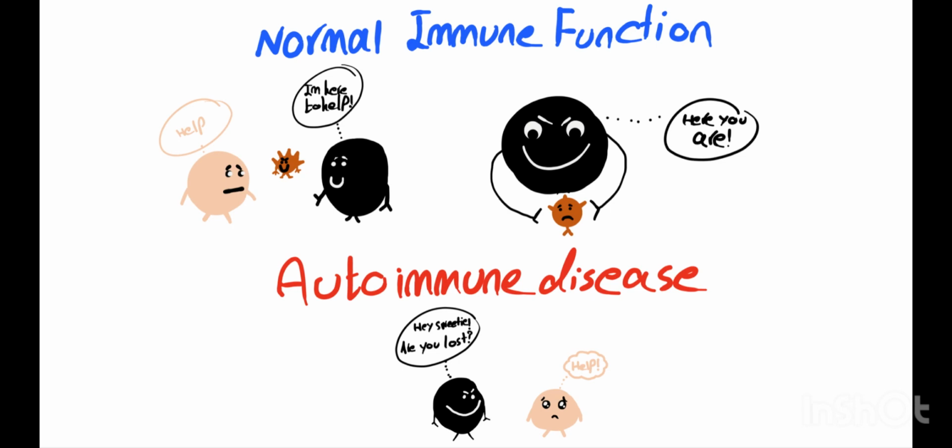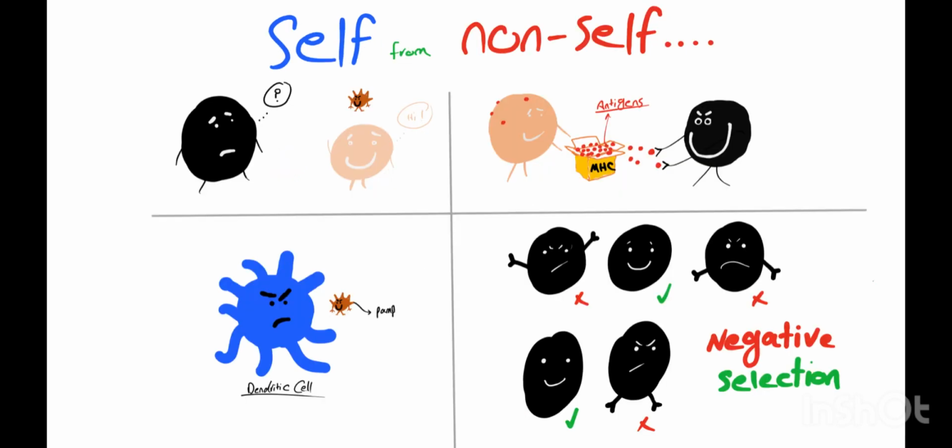But why does this happen? In this video, we will explore the causes, mechanisms, and challenges of autoimmune diseases. The main regulation phenomenon of the immune system is recognizing self from non-self. The immune system distinguishes self from non-self primarily through a combination of these mechanisms: Major histocompatibility complex, or MHC, molecules and pattern recognition receptors.